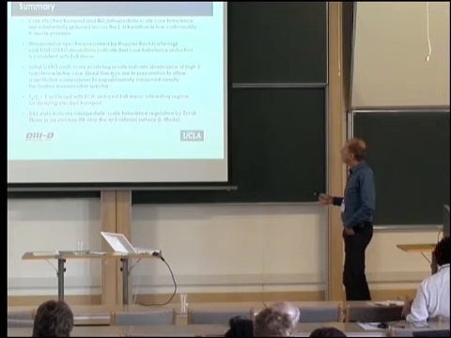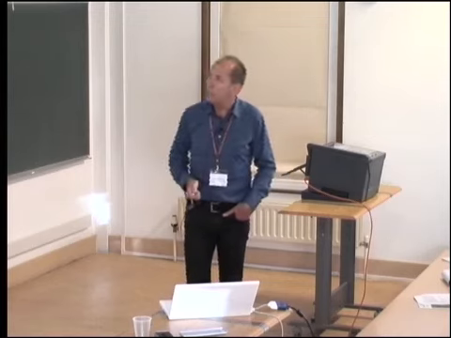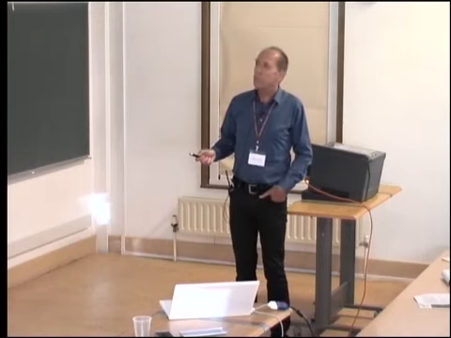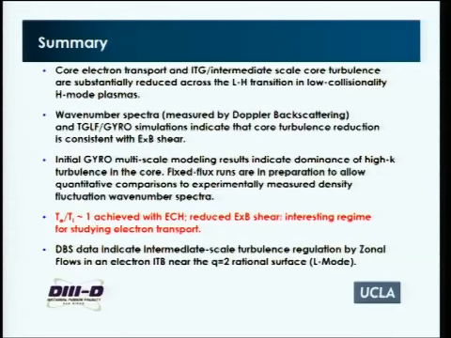Fixed flux runs are needed now in preparation to allow quantitative comparison to experimentally measured density fluctuation wave number spectra. T_e over T_i of 1 has been achieved with central ECH added to these plasmas. We find that there's reduced E cross B shear, and we think this is a very interesting regime for studying electron transport, because in this case electrons and ions are completely decoupled collisionally. The DBS data also indicate that intermediate scale turbulence regulation by zonal flow tends to occur in an electron ITB near the q equals 2 rational surface.